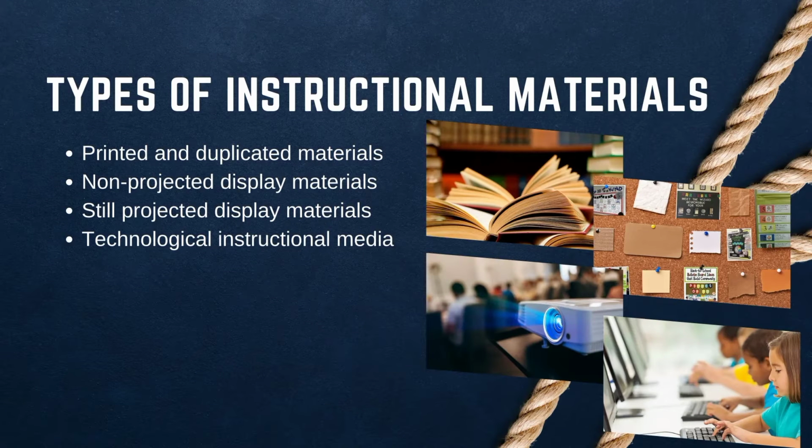We are now hopping on the specifications. What are the types of instructional materials? First is printed and duplicated materials. These are books or printed, hard copy materials that a student would be learning from. Next is non-projected display materials. These are physical visual aids. The good thing about this is that you can obtain it by writing something on a paper and pasting it on a board. That is an example of non-projected display materials.